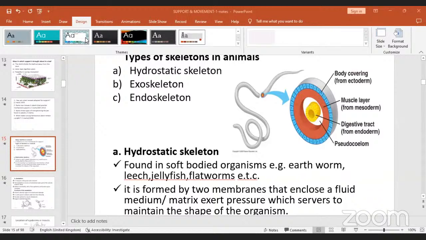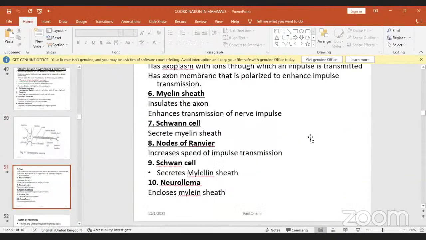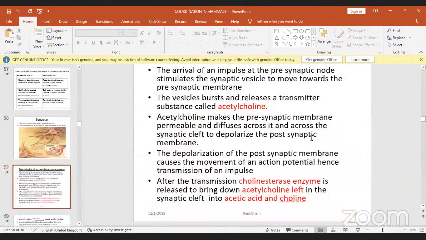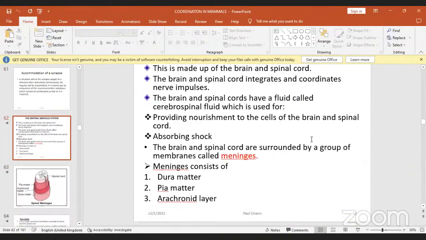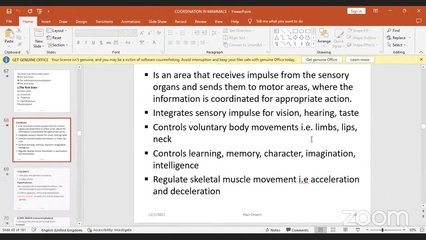You'll find hydrostatic skeleton in your spinal cord. I just want to give you an image of your spinal cord. Hope I will get an image here and show you how hydrostatic skeleton is attained. So it's not only found in insects, but in some parts of our bodies, you will find hydrostatic skeleton.